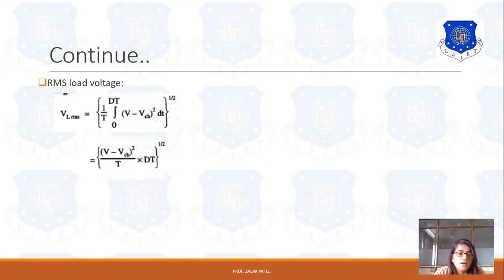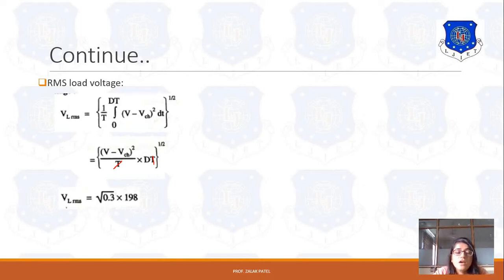So again V minus VCH square is out of the integration, 1 upon T as it is, integration from 0 to dT, integration of 1 is t and limit is from 0 to dT, so dT raised to 1 by 2. So this T and T will cancel out, so the remaining term is V minus VCH square into D raised to 1 by 2. So it is root D into V minus VCH.